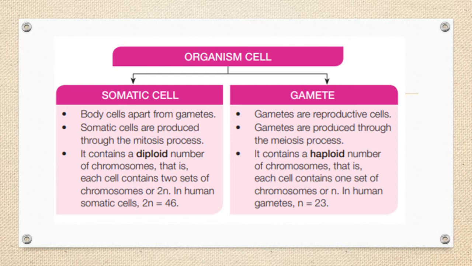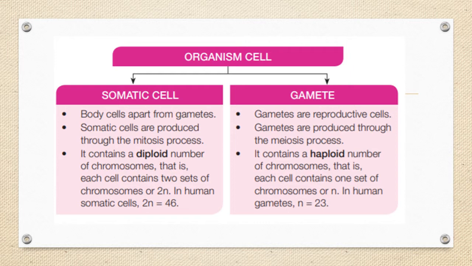And we go to the gamete. Gametes are reproductive cells. Examples of gametes in humans are sperm and ovum. Gametes are produced through the meiosis process. So the function of the meiosis process is to produce gametes. It contains a haploid number.